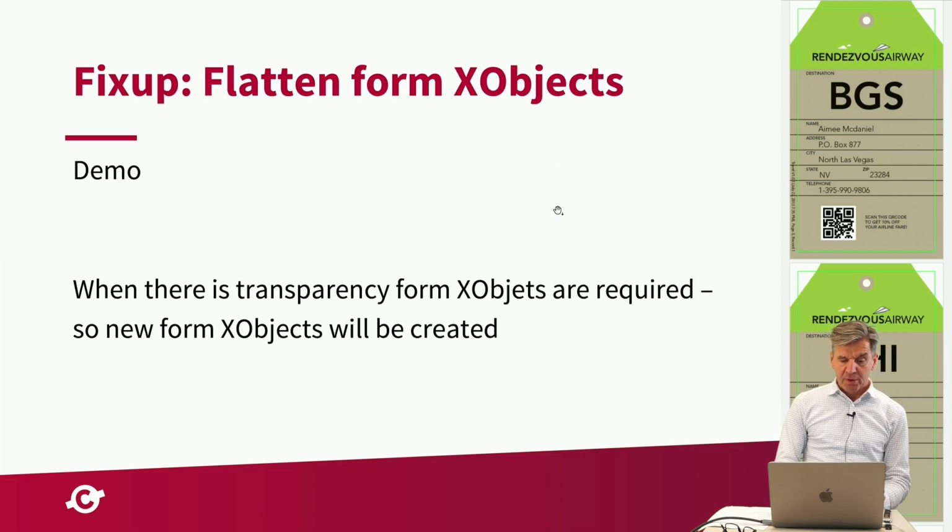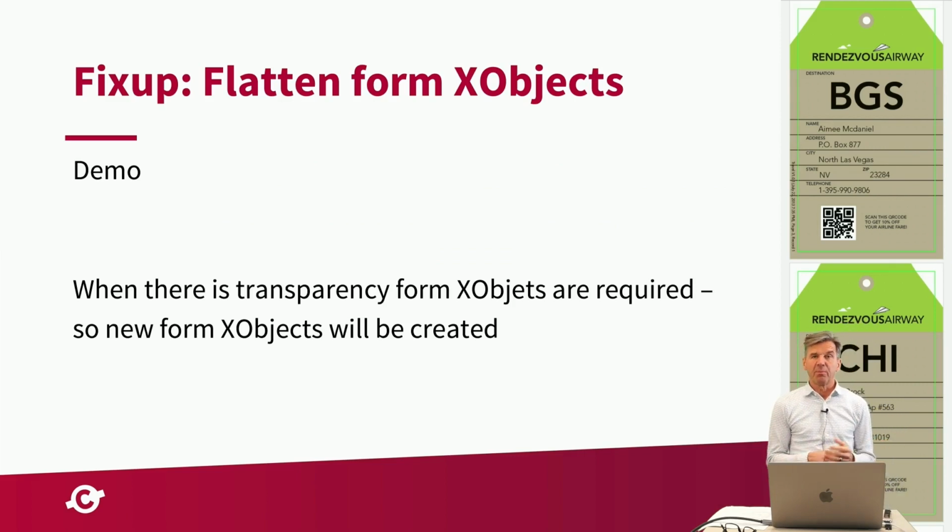That was a demo. Important to understand is, as I told you, form X objects are also required for transparency. So if my original PDF file would have transparency, the engine would create new form X object wherever needed, just in order to make sure that transparent objects will still appear the same as before.